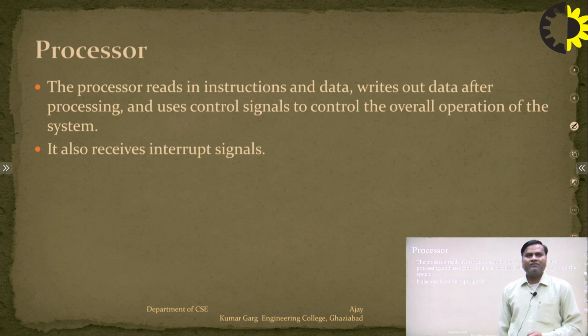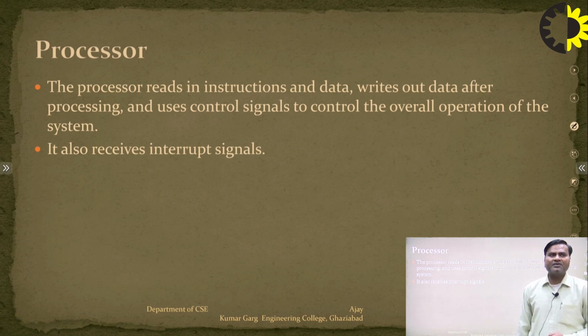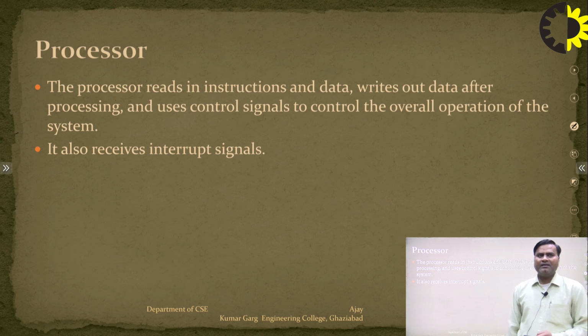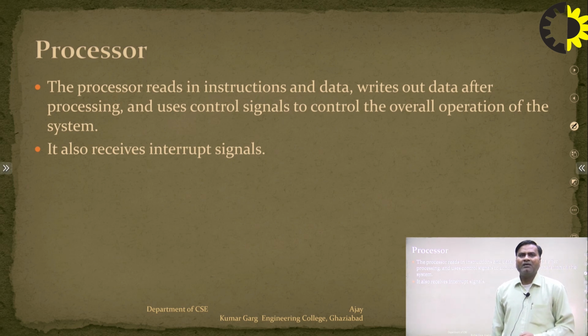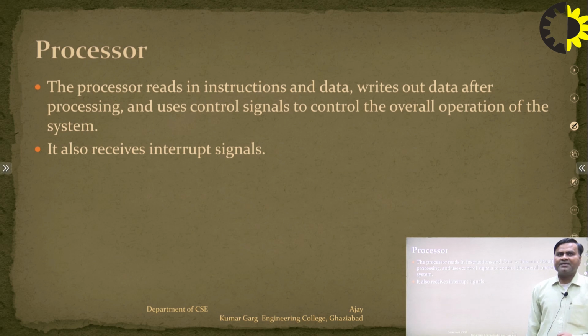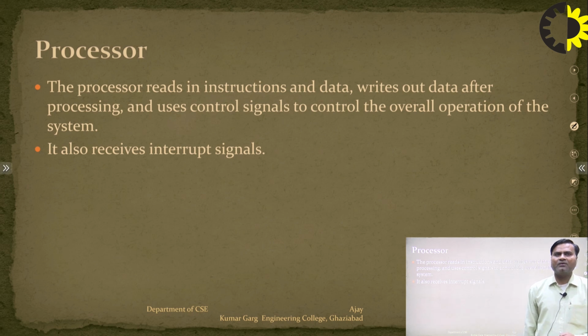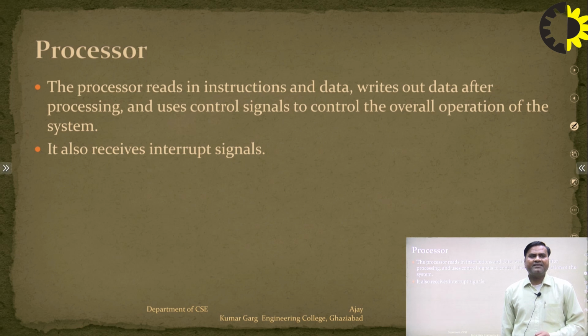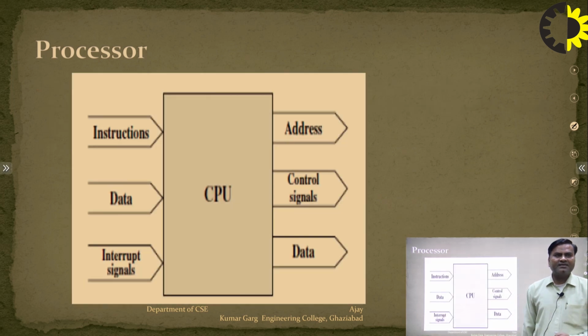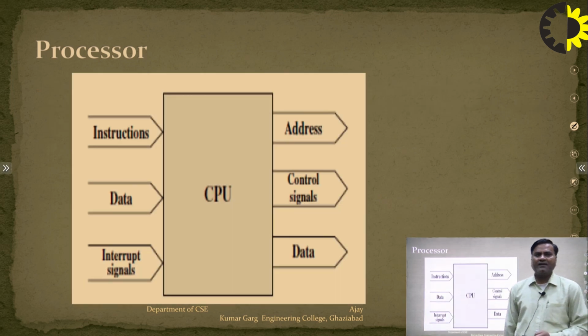Next we are going to talk about the processor. The processor reads in instructions and data, writes out data after processing, and uses control signals to control the overall operation of the system. It also receives the interrupt signal that is coming from the I/O module. This is the general architecture of the processor.